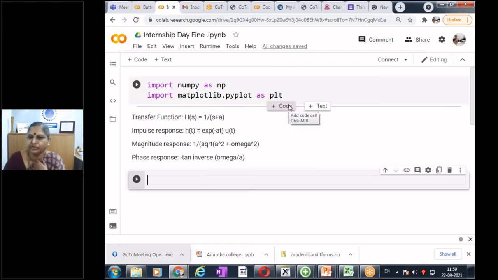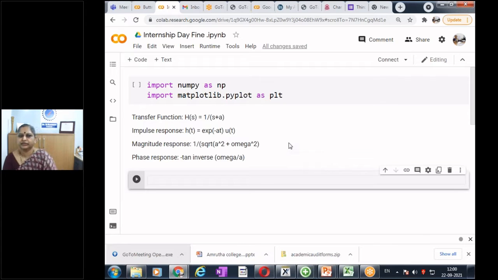Instead of putting a code block, I have put a text. And in the text, I have just put the transfer function H of s is 1 by s plus a. Impulse response we know is h of t is e power minus a t u of t. Magnitude response is 1 by square root of a square plus omega square. And the phase response is tan inverse omega by a. Have you done this? If you have done it, then we'll start coding. We will put some particular value of a and try to see the response. Have you done this?